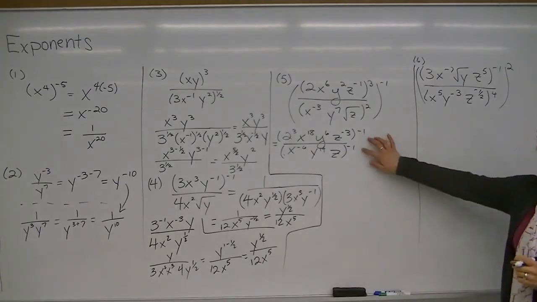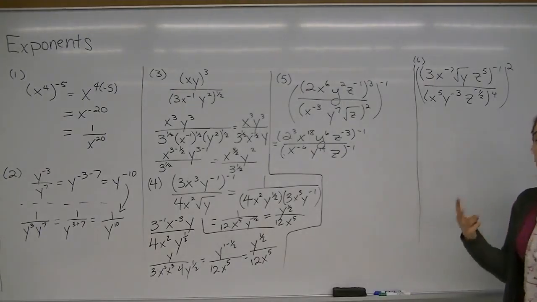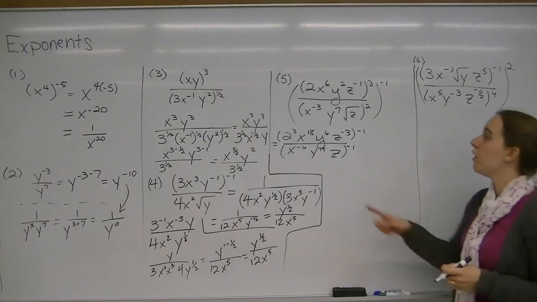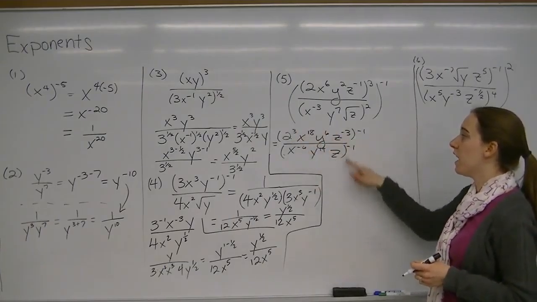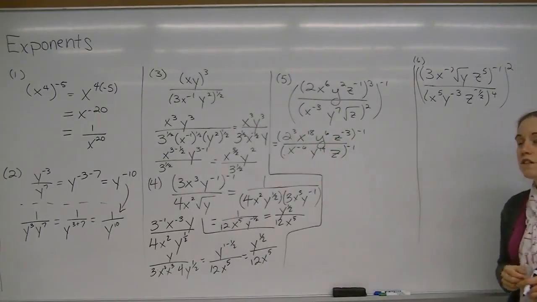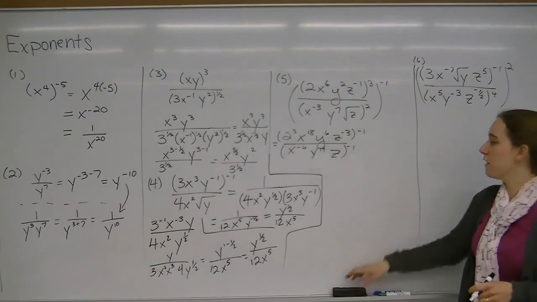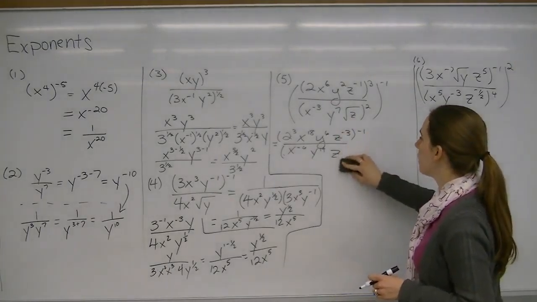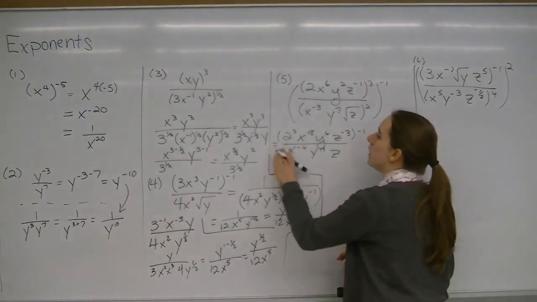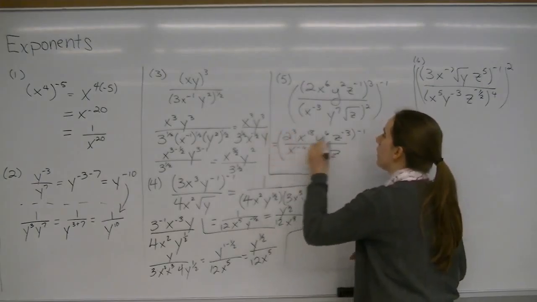But notice these powers are the same, so I have two options again as to where I want to go. I can either start simplifying this expression first, or I can distribute these negative 1s across. So I think I'm going to go back to the way I had it, and I'm going to simplify inside the parentheses first.